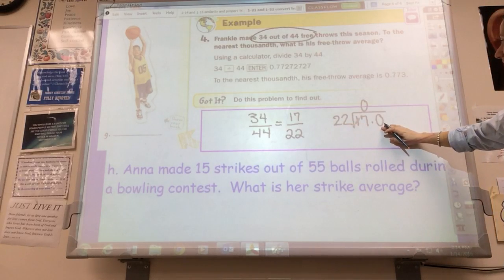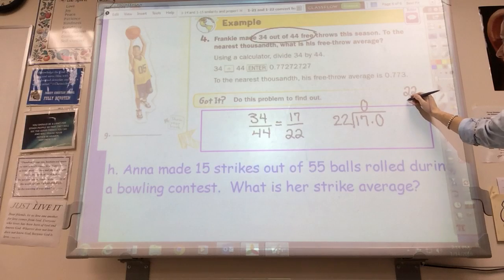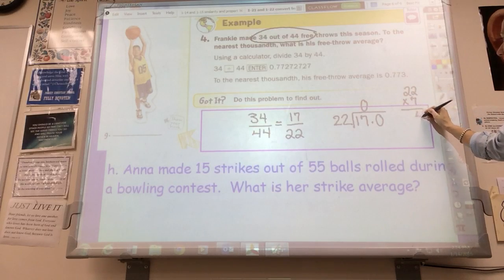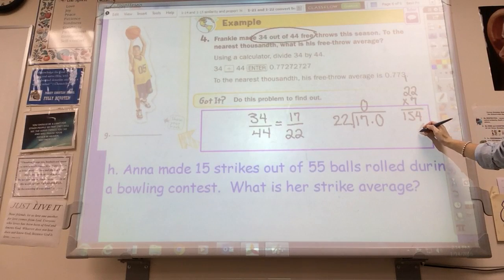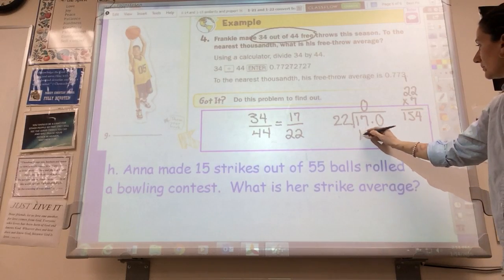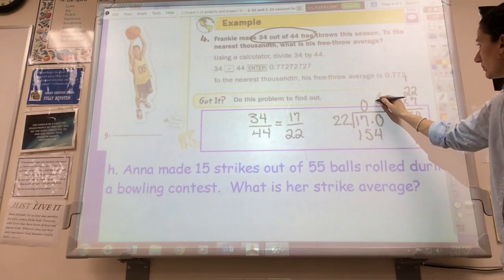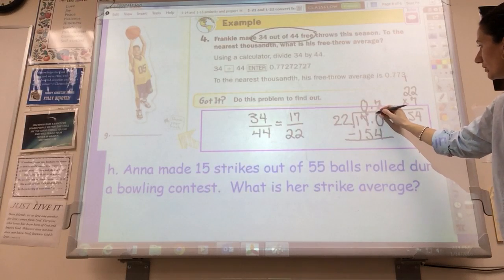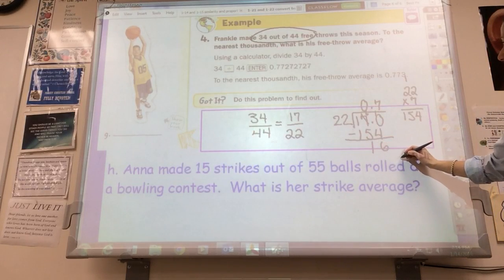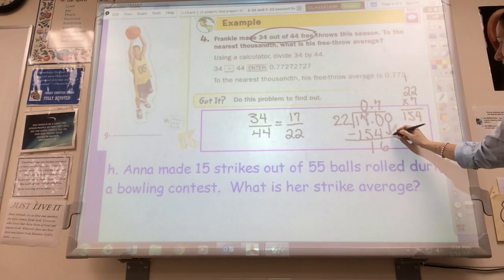22 into 170, that's going to be, looks like 8, probably 7 times. Let's guess and check. 22 times 7, that will give me 154. And yep, can't go in any more than that, so I'm going to check and see what my remainder is now. 170 minus 154. That gives me 16. I bring down another 0.